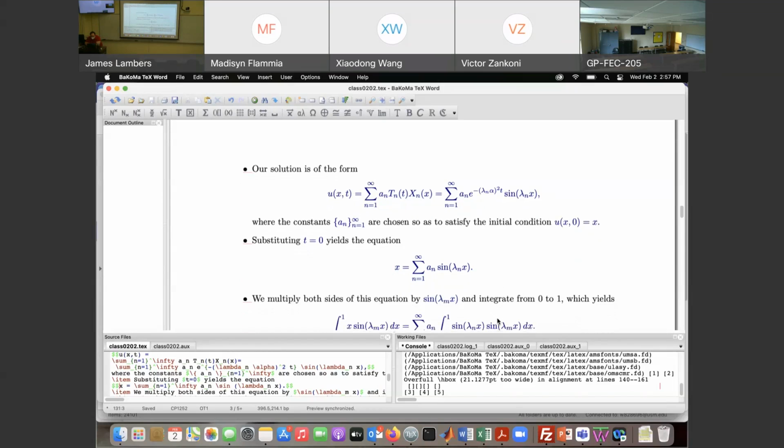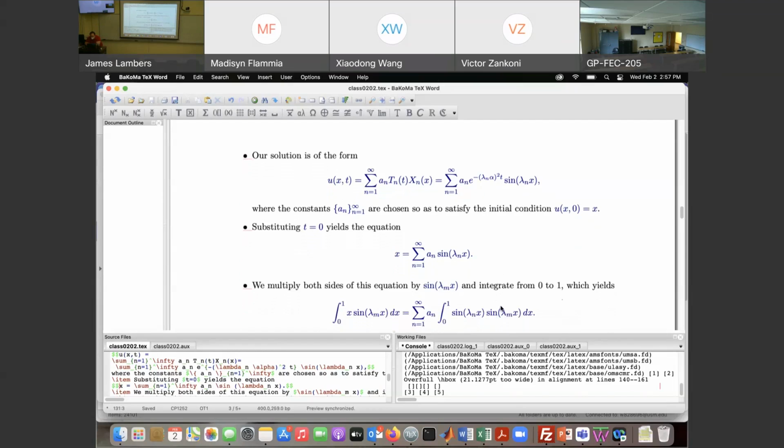So here's how we do that. And this is similar to what's seen in other examples, but again, something I want to reinforce. So what I do is I take this equation and multiply both sides of it by sine of lambda m x. So the same spatial solutions as before, I'm just using a different index, m instead of n. So I do that on both sides.